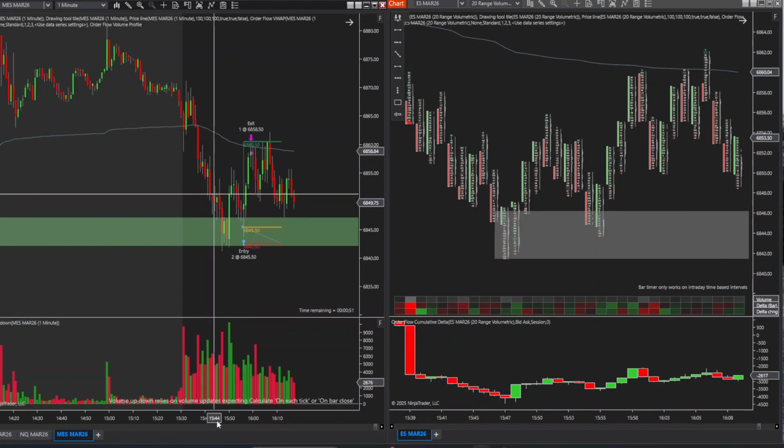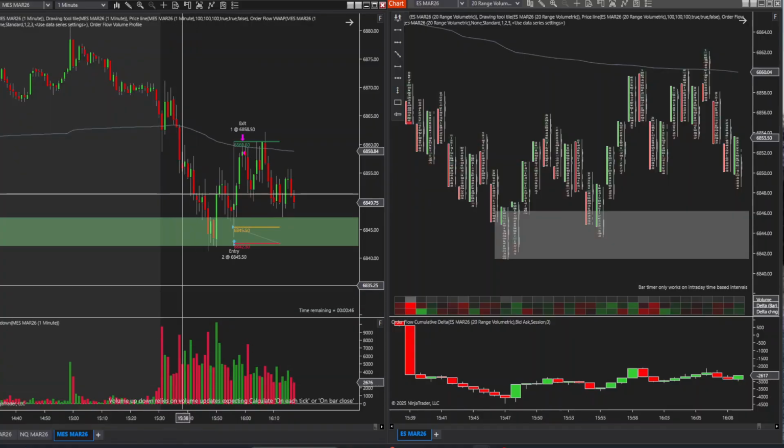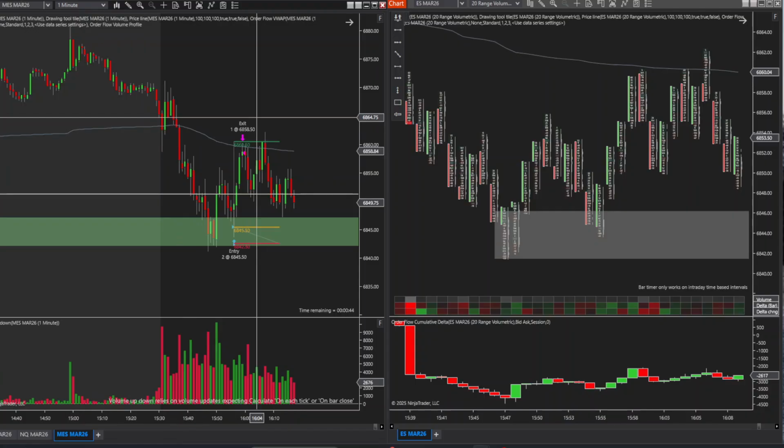Always very clean execution in the right conditions, of course. And then the most important thing you've got to do is set the right targets and not get greedy with it. But yeah, this is overall an A+ setup.